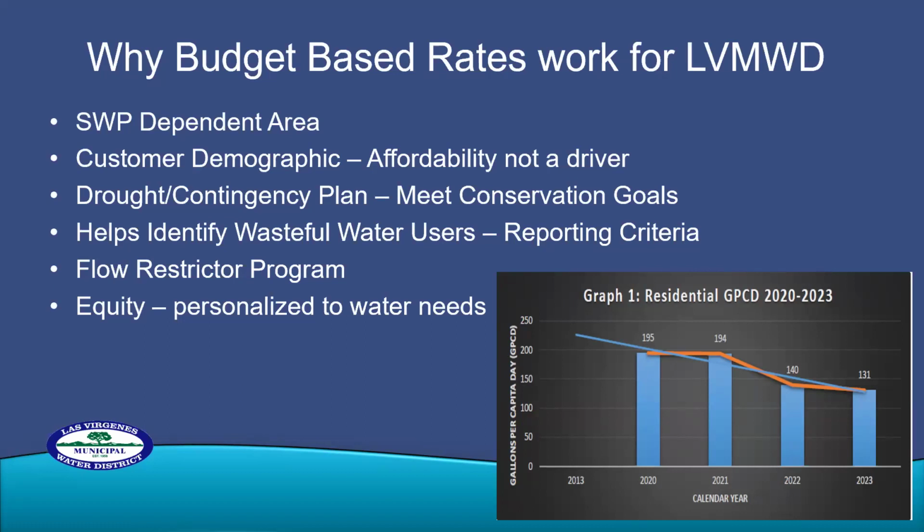As this little graph here, which hopefully you can see, shows at a GPCD level, just over the last 3 years, you can see us dropping from a residential GPCD of 195 to 131. So the consummate whole of what we've implemented, with budget-based rates being the foundation, has been a huge factor in achieving those goals. Next slide, please.